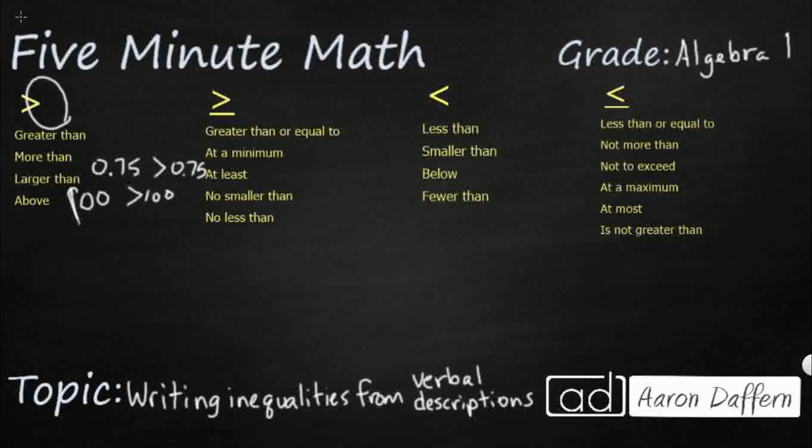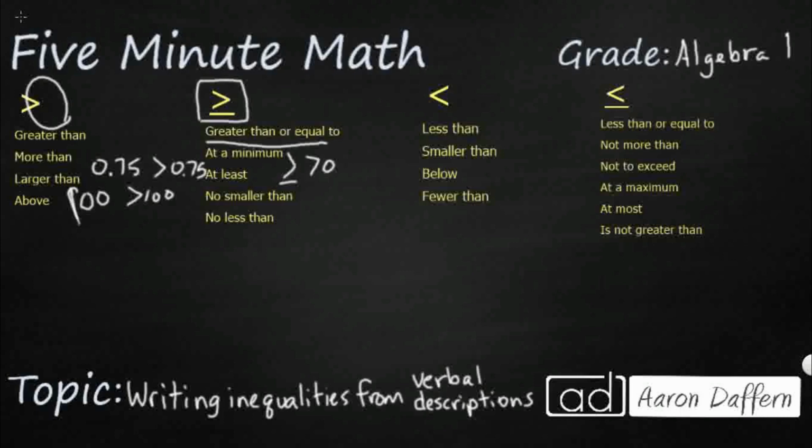If we want to do greater than or equal to, we've got this little line underneath it. Obviously you've got greater than or equal to itself, but here's one that tricks us up sometimes. At a minimum or at least, they both kind of work together here. So if you say at a minimum of 70 or at least 70, that's going to be greater than or equal to 70. That means it can be 70, it can be greater than 70, but it cannot be any less than.